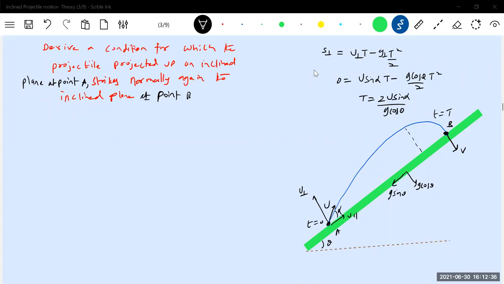Okay, what should be the condition for v parallel? V parallel will become 0, no? At point B, how will it strike normally? Hope everyone is looking at that symbol. It's striking normally, no? So v parallel must be 0. And in fact, at B, the v is equal to v perpendicular. V parallel is 0.